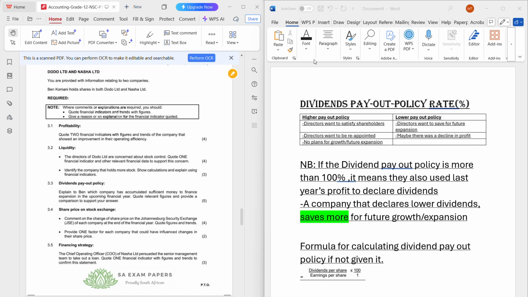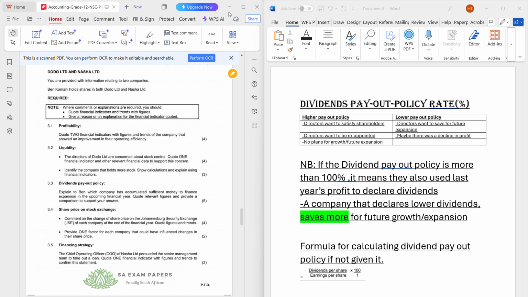Today we'll be focusing on the dividends payout policy rate, which is always given as a percentage. For example, 90%, 100%, 105%. It is important to know how to deal with this indicator, how to comment, how to make conclusions using the information given, because examiners like to set this question asking you about the dividends payout policy, the future expansions or the future growth, whatever.